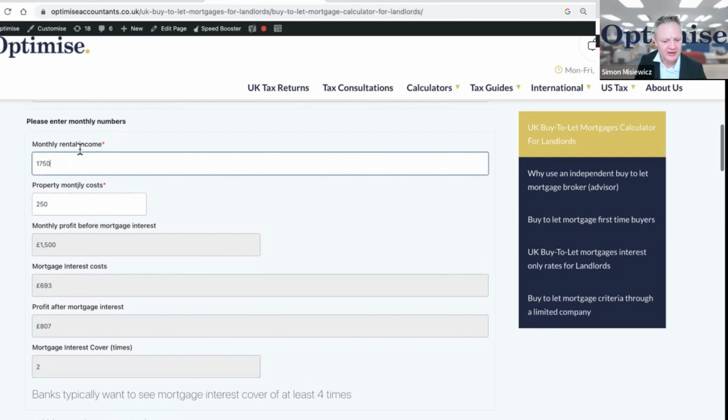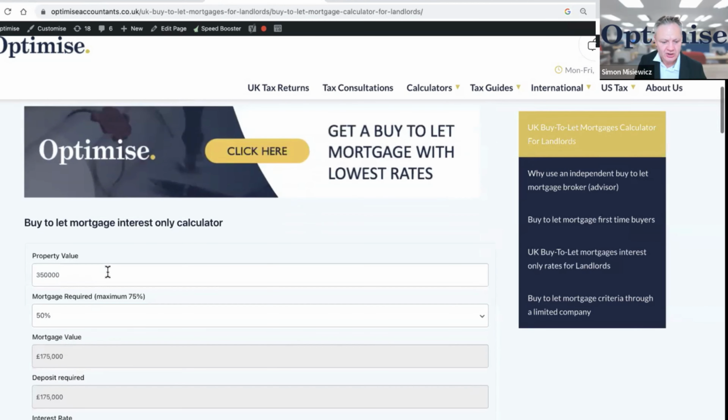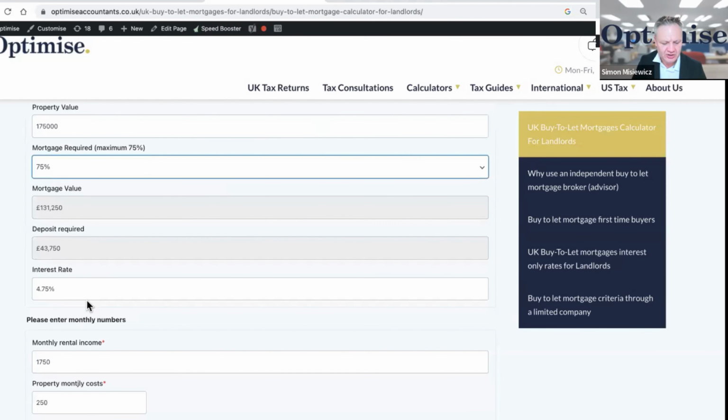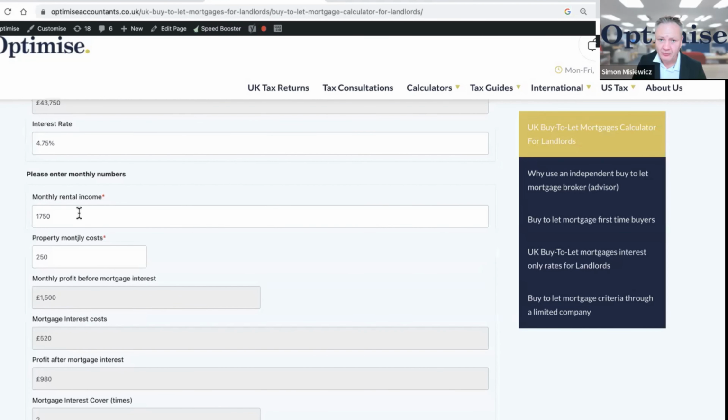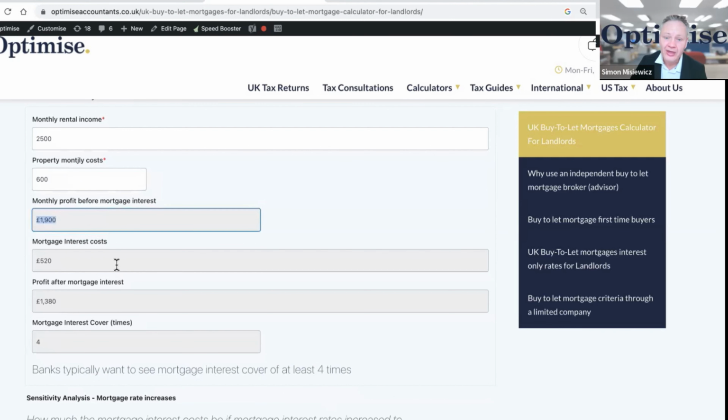So what we'd have to almost say is, well, okay, maybe that property doesn't work. So maybe we go for a cheaper property. Let's say 175, and we'll put in a 75%. So now we're almost doing due diligence work. Mortgage interest rate of 4.75%. We'll leave that as it is. We'll assume that maybe the monthly, well, let's think about a HMO actually. Let's put in 2,500 as a HMO. Monthly cost might be, let's say £600. And then you've got profit now of 1,900. So you can see how you can vary your numbers in here to get the kind of calculations that you need.